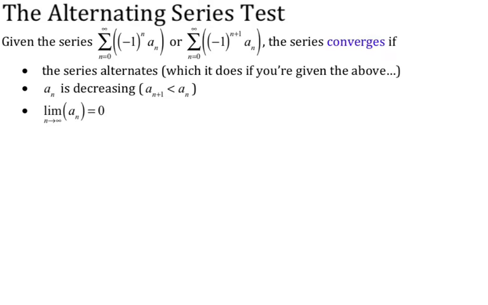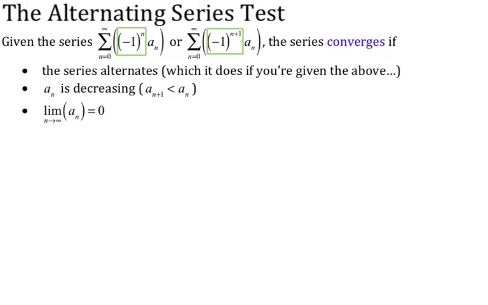The series converges if the series alternates, which it must if it looks like that, if a sub n is decreasing. So if a sub n plus 1 is less than a sub n, and if the limit as n approaches infinity of a sub n is 0. So you gotta have this. It's gotta be alternating.